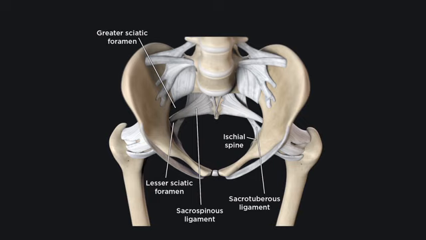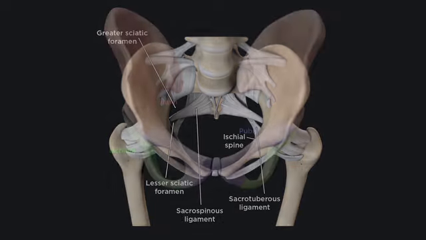sciatic foramen. These ligaments and the foramina they form are important to the integrity of the pelvis and relate the pelvis to the gluteal region and from there to the perineum. We'll talk more about these features later in this lesson.